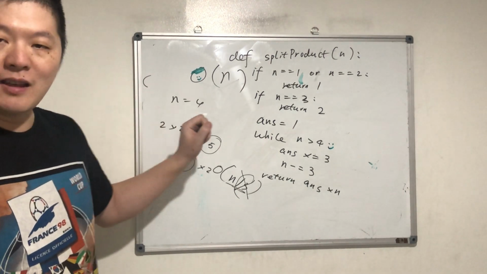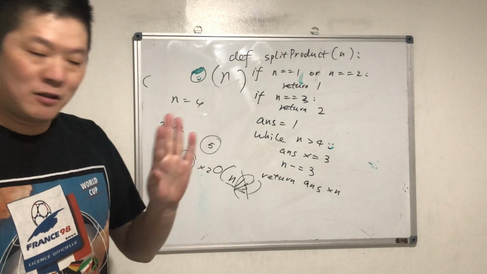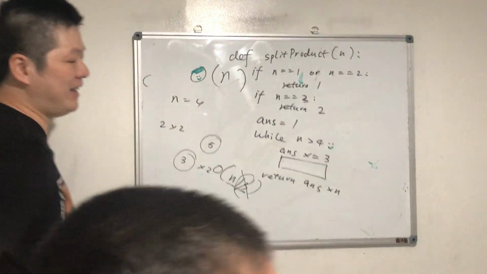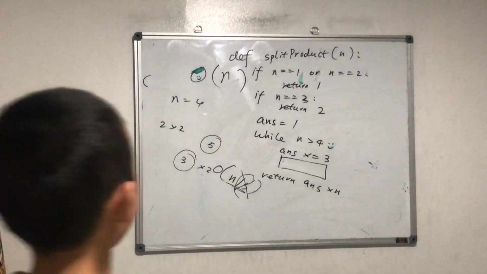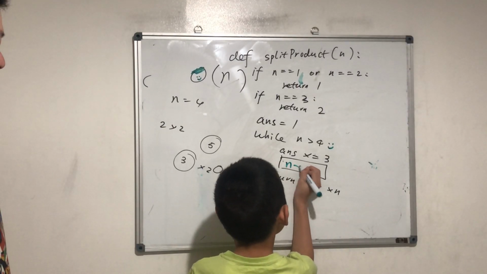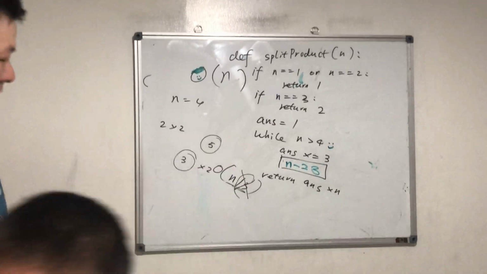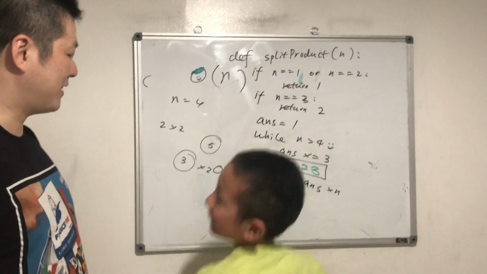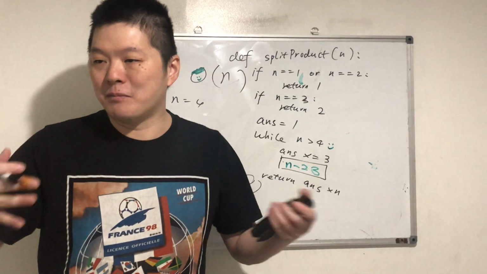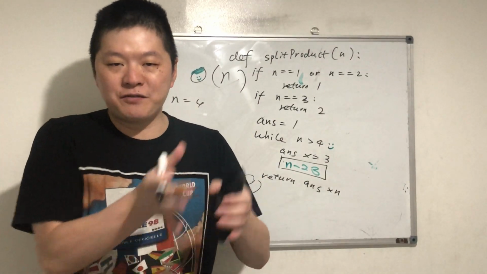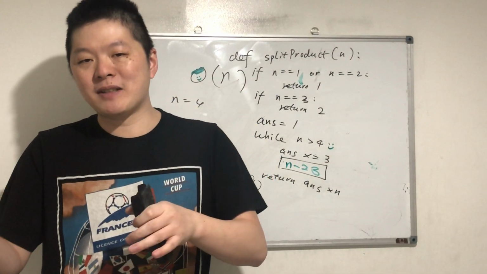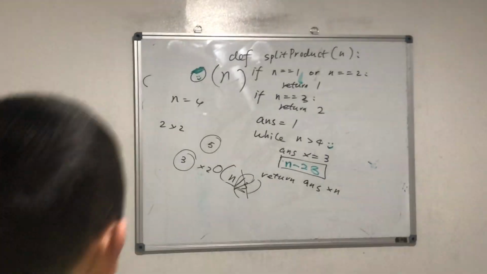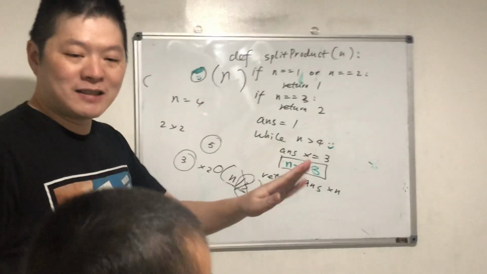So listen up. What's here? Okay, good job. Can you tell me what it means? It means subtract 3. See, the idea is to allocate groups of 3 until the remainder is less than or equal to 4, right? This is one part of it.